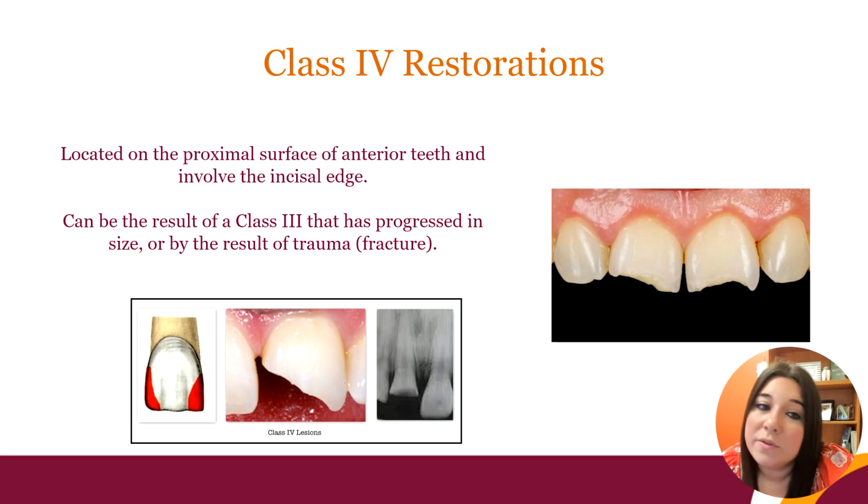Class 4 restorations are located on the proximal surface of anterior teeth and involve the incisal edge. So very similar to class 3s, but now we're getting that biting surface, incisal edge, involved. It can be the result of a class 3 that has progressed in size or the result of trauma. You'll see this a lot in kids who are playing sports and may chip a tooth that way, or fall off their bike, or jumping on the trampoline. Or even people who bite their fingernails or are biting into something hard and their tooth just breaks. So again, very similar to class 3s, but now we're getting that biting edge involved.